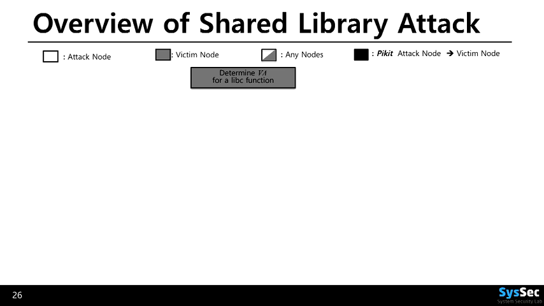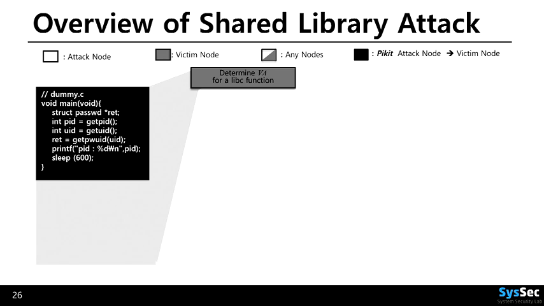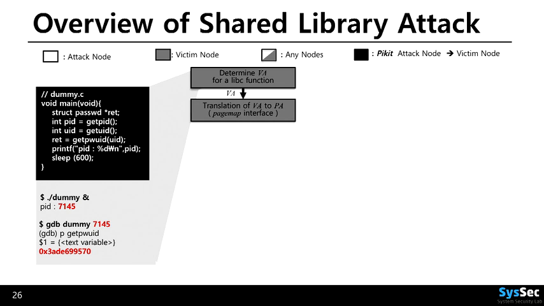the attacker first needs to obtain the virtual addresses of the shared library. For this, we can write a simple program that dynamically links the libc, run the program, and obtain the virtual address of the libc. And then translate to the physical addresses. So after obtaining the physical addresses of the shared library, we can modify the SAD and TAD to install the PIkit.